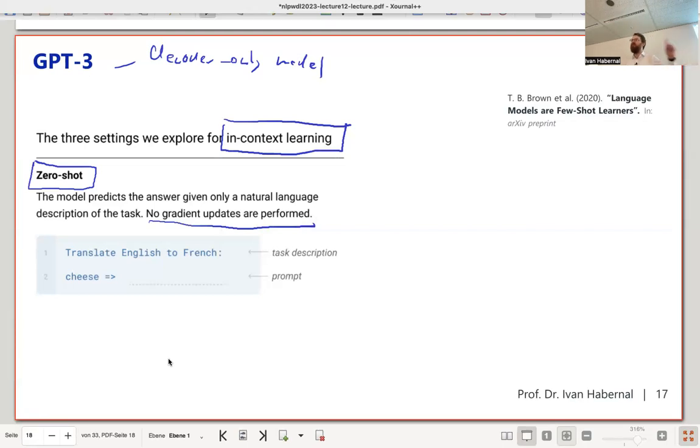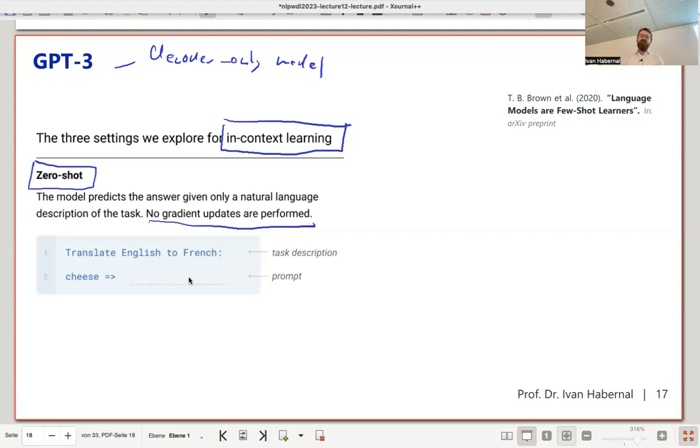Not everything, but it has seen the internet, and there are a lot of things on the internet, like bad things, but good things as well. So it might have seen something where there was a translation cheese and fromage, so it should be able to predict fromage. But it's very hard. Zero-shot learning is basically a very hard task because the model might not know anything. It could be any task.